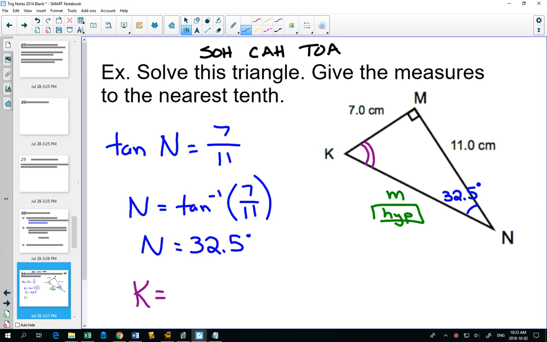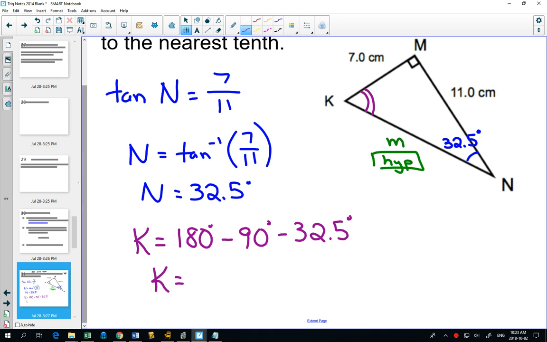And I'm going to write out that K would equal 180. You'd have to subtract 90, and you'd have to subtract 32.5 degrees. And some people will just do the 90 minus 32.5 degrees. And we get angle K is 57.5 degrees. And now that we've solved for angle K, the only thing we have left is M.